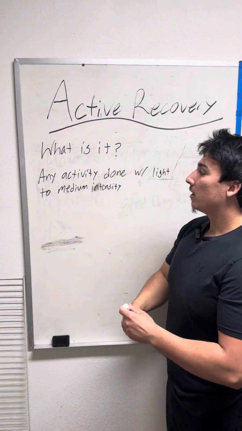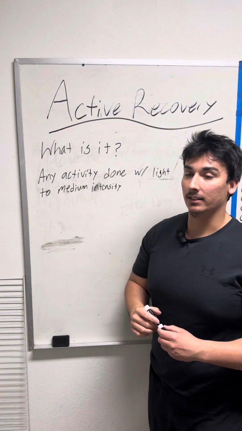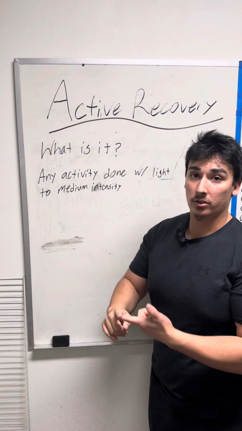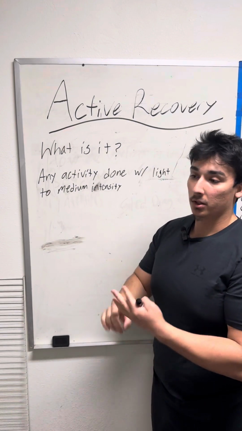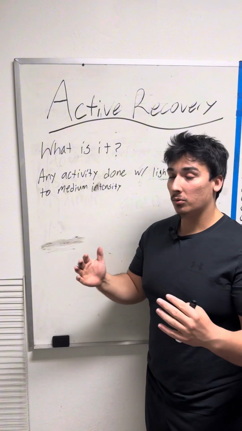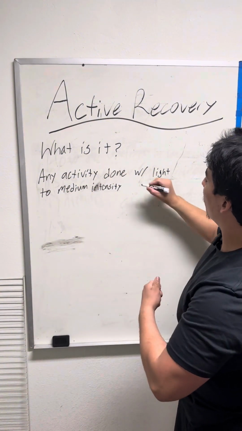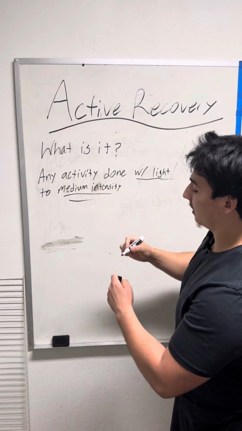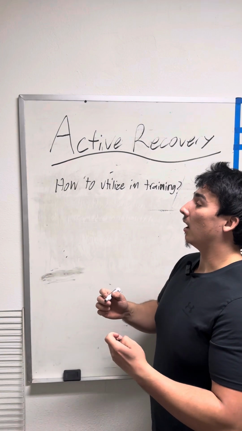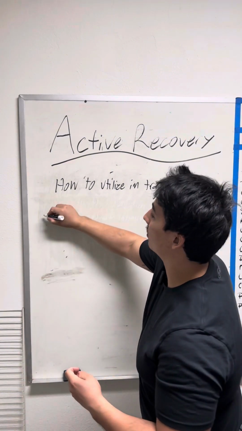Active recovery is going to be any activity done with light to medium intensity. Any activity is exactly how it sounds. It doesn't necessarily have to be weight training, running specific, yoga or stretching specific. It can be any activity that you enjoy that you would adhere to at this intensity. This is the most important part, this light to medium intensity. The way you're going to utilize this is program something or get programmed something that is something you adhere to.